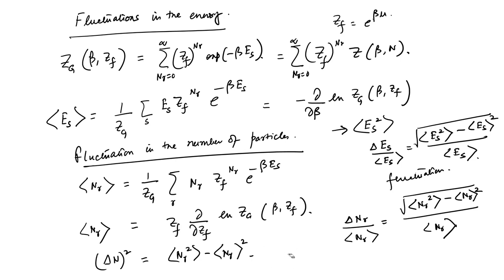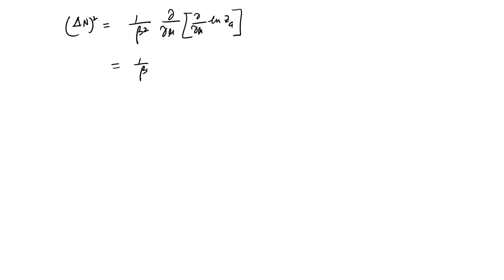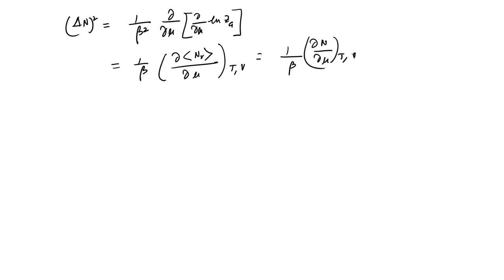Let me write it in the next page. Delta N square, this is equal to 1 by beta square del del mu. These are different ways of writing it, but they mean the same thing. Log of ZG. You can also take a derivative with respect to fugacity, and this is equal to 1 over beta, and then there's a del NR, which is the average number of particles at a given T and V, which is nothing but 1 over beta del N del mu at T, V.